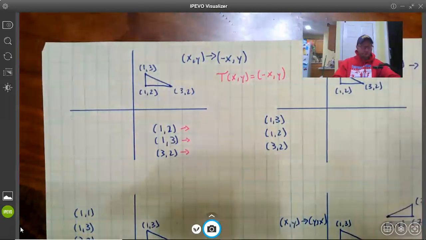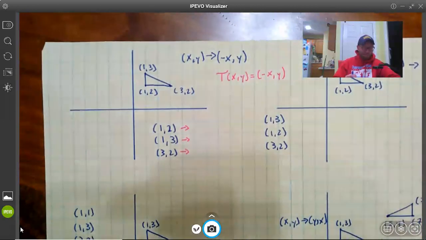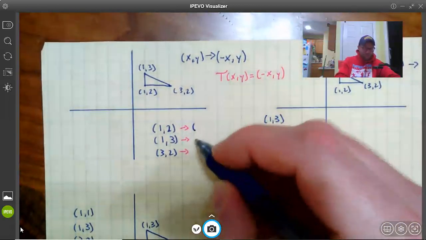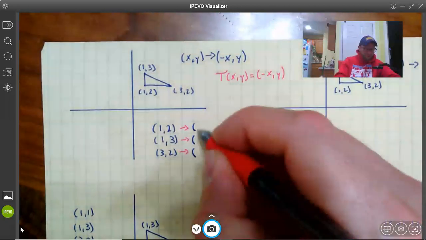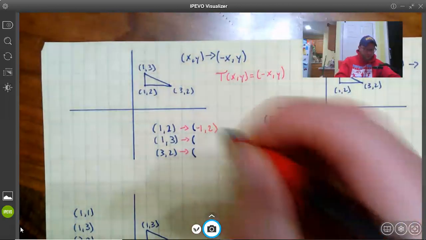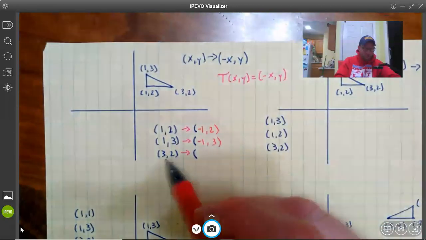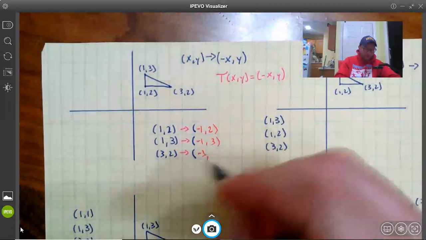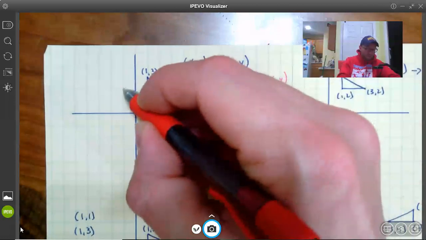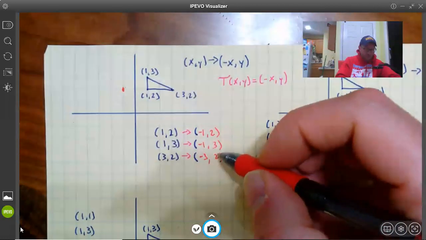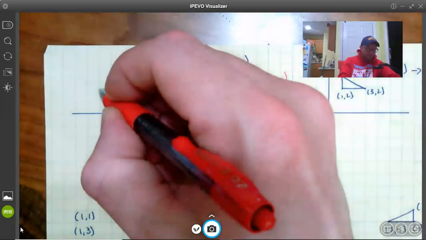Our first one, like I said, is we're just going to change the x coordinate and make it negative. So let's see. These output values will be, I might use a different color here, negative 1, and y coordinate stays the same. Negative 1, and y coordinate stays the same. Negative 3, and y coordinate stays the same. So let's see. We've got (-1, 2), we've got (-1, 3), and we've got (-3, 2). Right here.